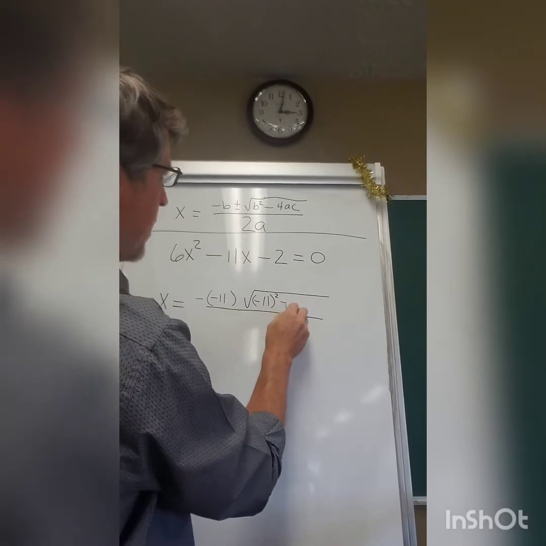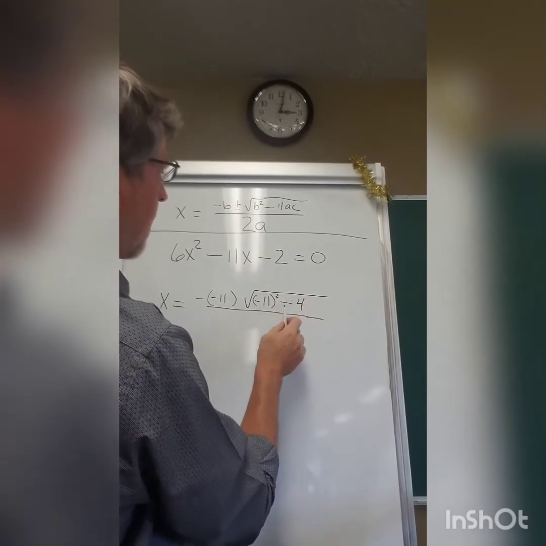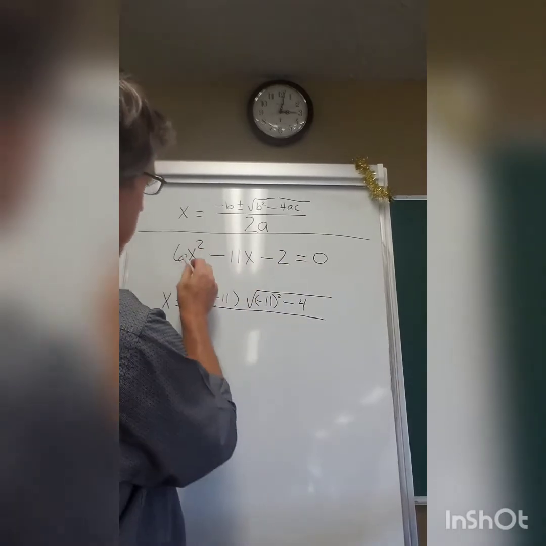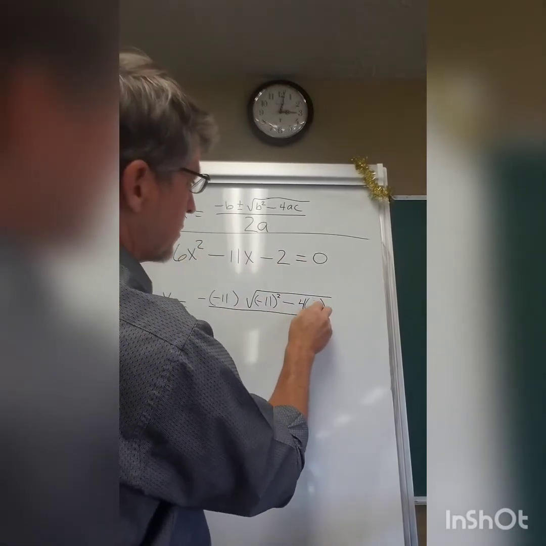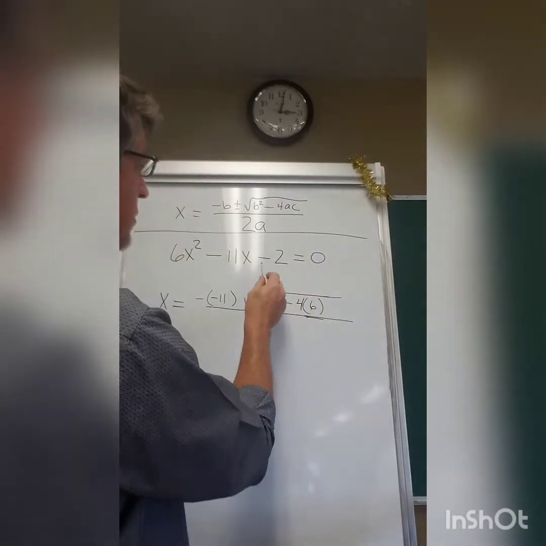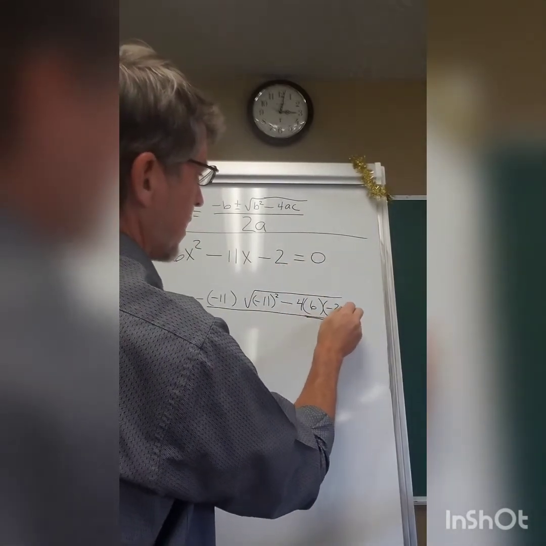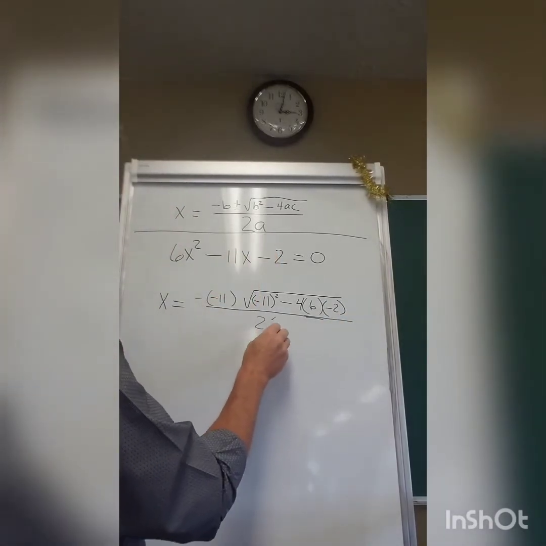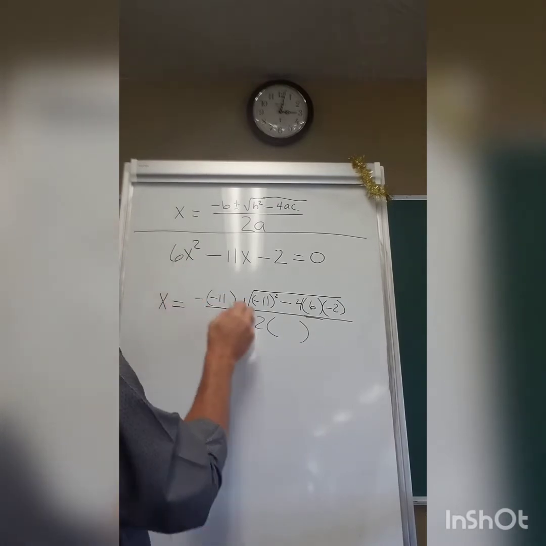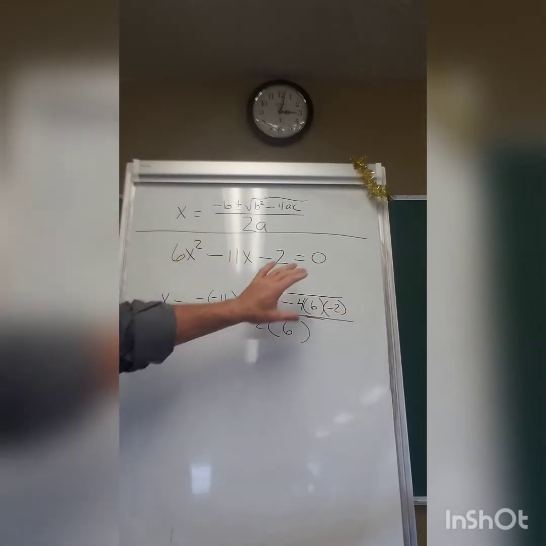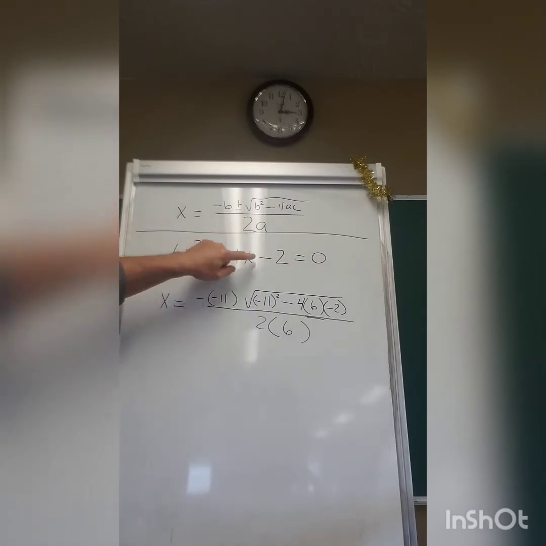And then you have minus 4 times a. Okay? A is 6. It's positive 6, so I'm just going to put in parentheses 6. And then times c. c is negative 2, so I'm going to put negative 2 and put that in parentheses. And then on the bottom you have 2 times a, so you're going to do 2 times a. A is this one. It's positive 6. So now I have substituted a's, b's, and c's for all my terms, because this is a, this is b, and this is c. Remember the negatives.